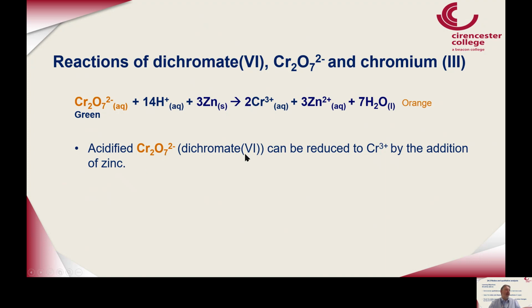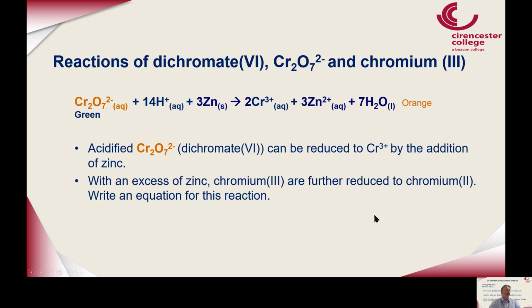So acidified dichromate, which is orange, becomes green on addition of zinc. But if I add more zinc, the chromium 3 can be reduced to chromium 2. You should have a go at writing an equation for that. I'm not sure I put a pause section on here, but you might want to stop now and do that.